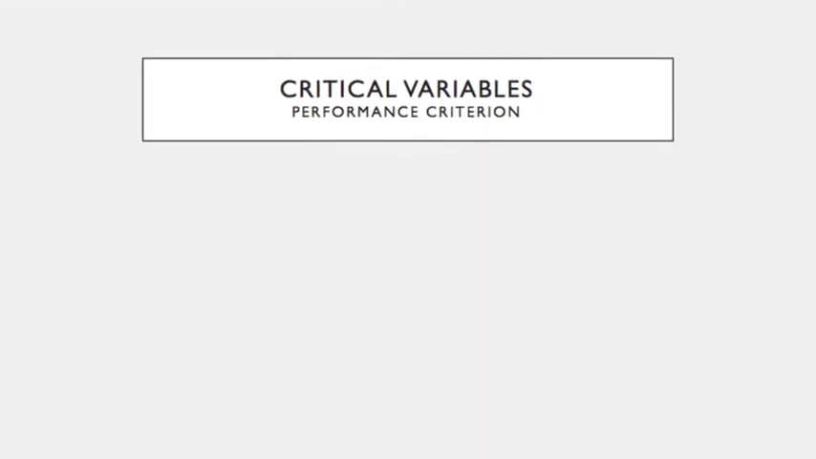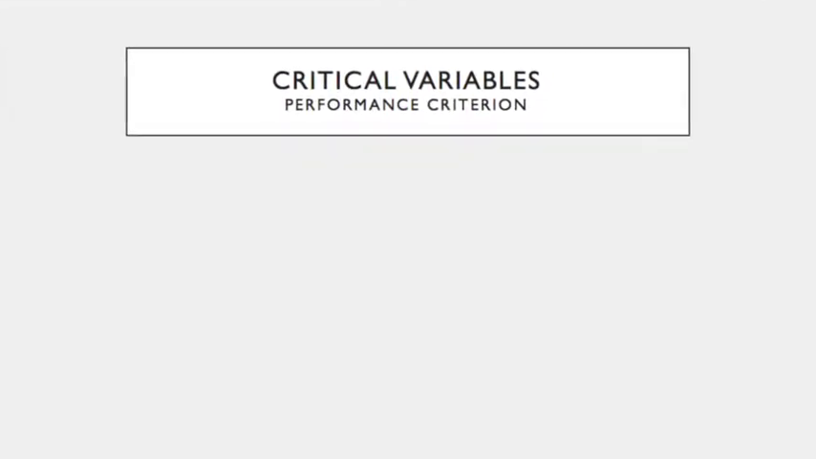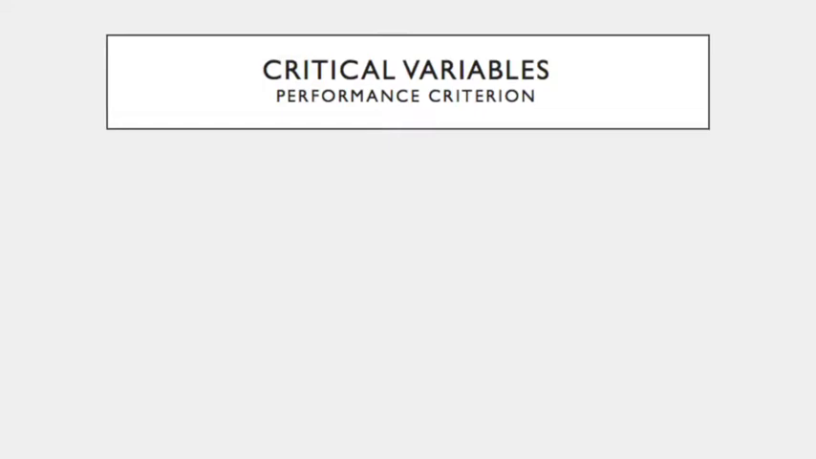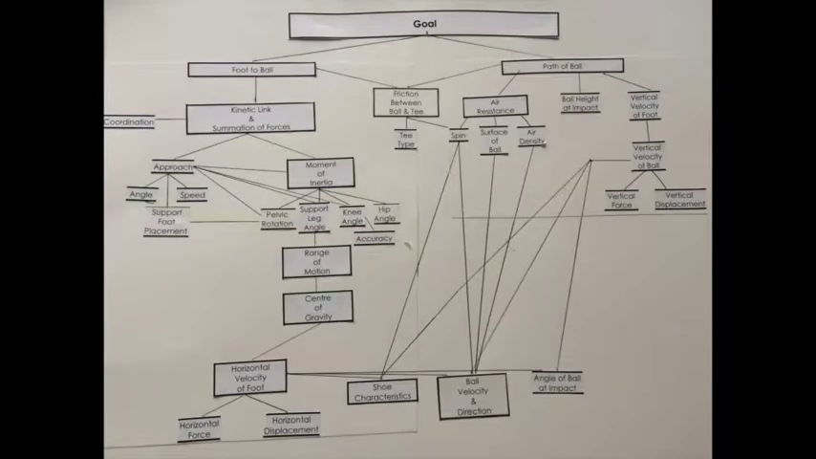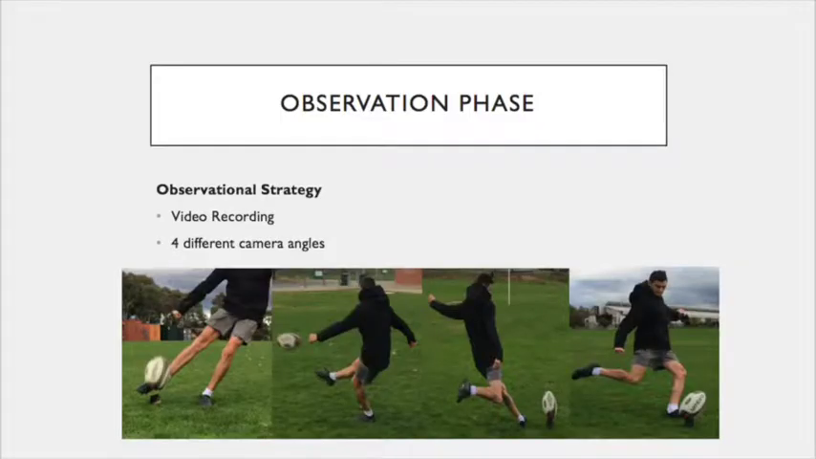The following criterion will list critical variables which contribute to the overall goal and purpose of kicking a goal. With the overall goal of kicking a goal, the criterion model is split into 2 paths: the foot to ball and the path of the ball. Beneath the 2 paths, there are multiple characteristics which can influence the individual in achieving a successful conversion. The next phase is the observation phase, which is the implementation of an observation strategy.